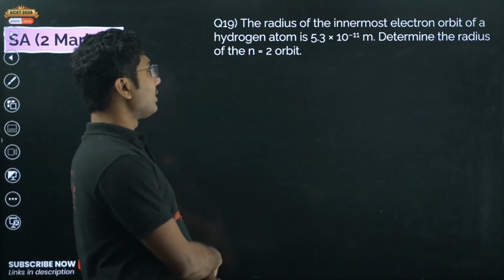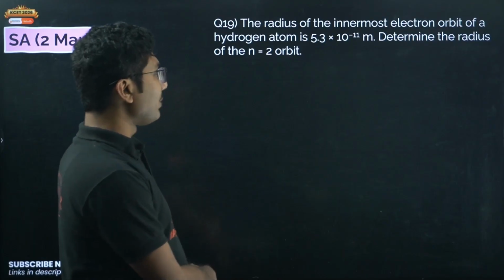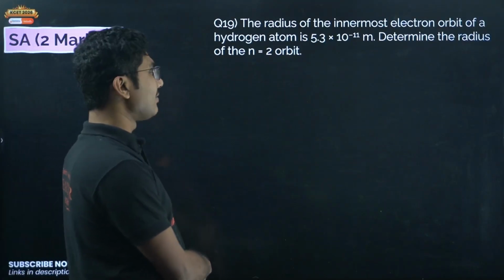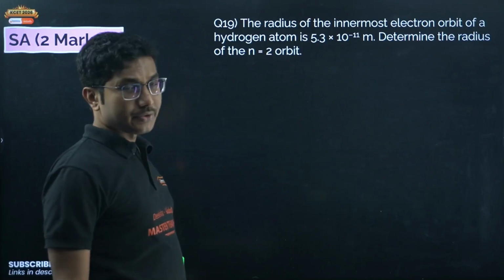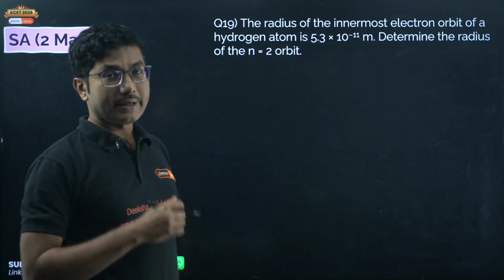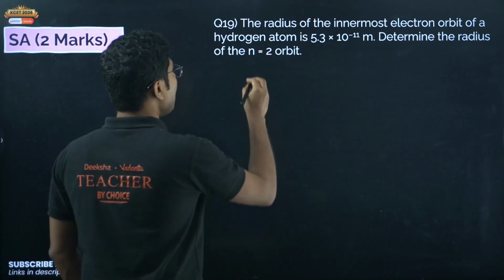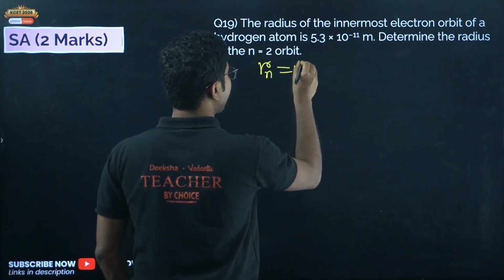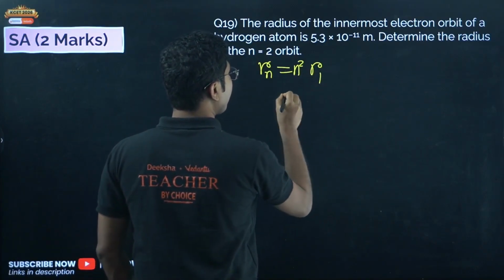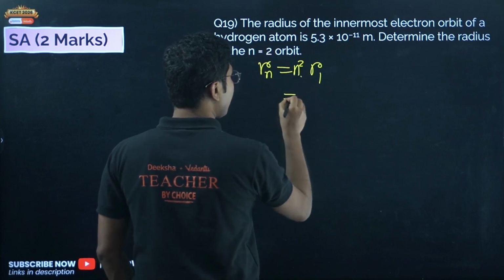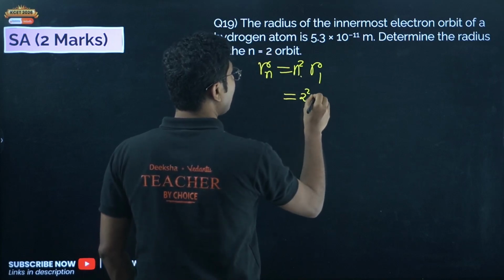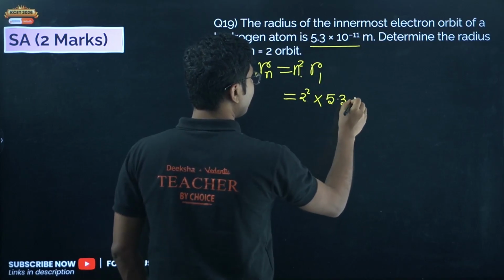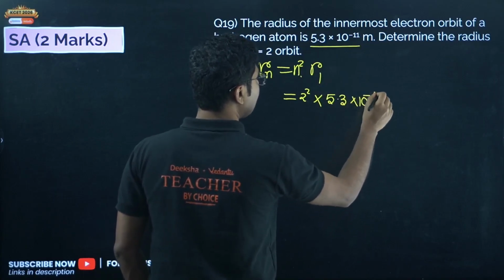The radius of the innermost electron orbit of a hydrogen atom is 5.3 into 10 to the power of minus 11 meter. Determine the radius of the n equals to 2 orbit. This is again your model question paper problem. So we know that Rn equals n square R1. So n square is 2 square into R1, which is 5.3 into 10 to the power of minus 11.